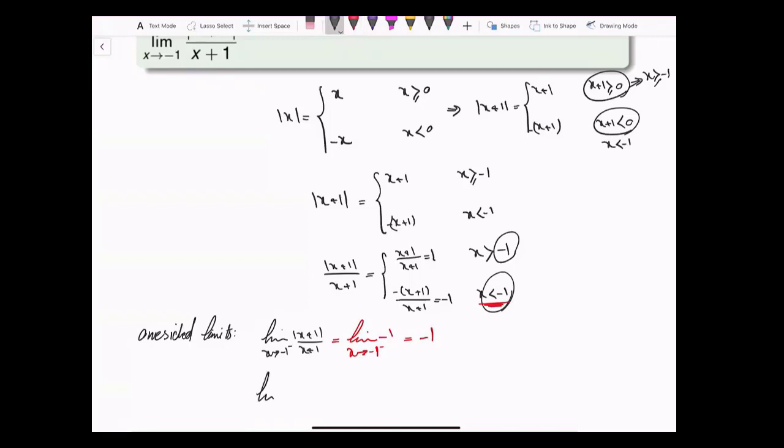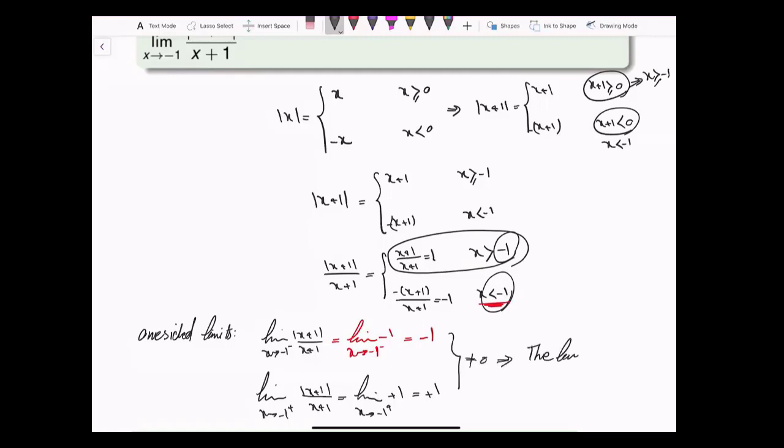How about the limit from the right? So x plus 1 over x plus 1. I have to consider that piece of the function this time, and this will be plus 1. The right limit exists, it is plus 1. The left limit exists, it is negative 1. These two are not equal. As a result, the limit does not exist. The limit does not exist.